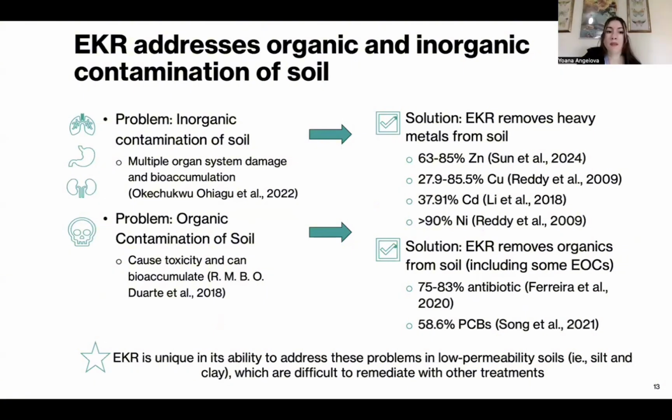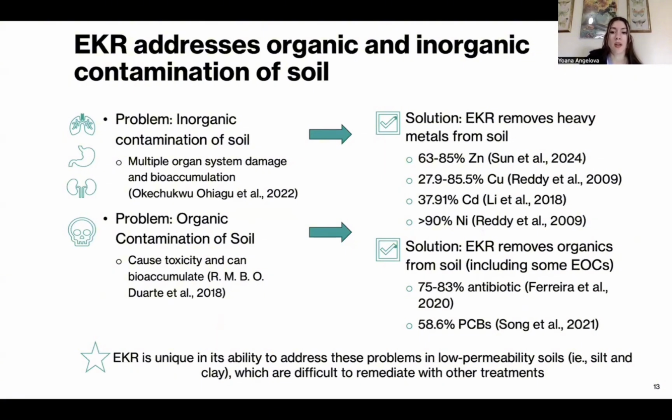So the two main contaminant problems that are solved by electrokinetic remediation are inorganic contamination and organic contamination of soil. Inorganic contaminants can be things like heavy metals, which can cause multiple organ system damage and bioaccumulation if they come into contact with humans or animals. And organic contamination can cause toxicity and can also bioaccumulate. So, this is why these are problems.